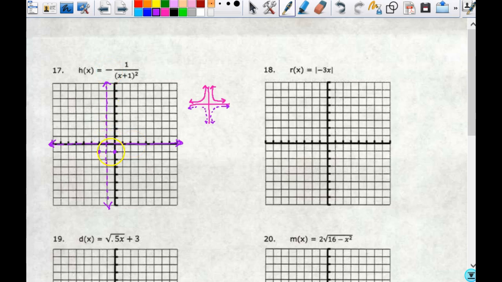Then another key point I would have had would have been 1/2, 4. So I go to 1/2, and then when I look at these as the axes, 1, 2, 3, 4. And then 1, 2, 3, 4, right there.